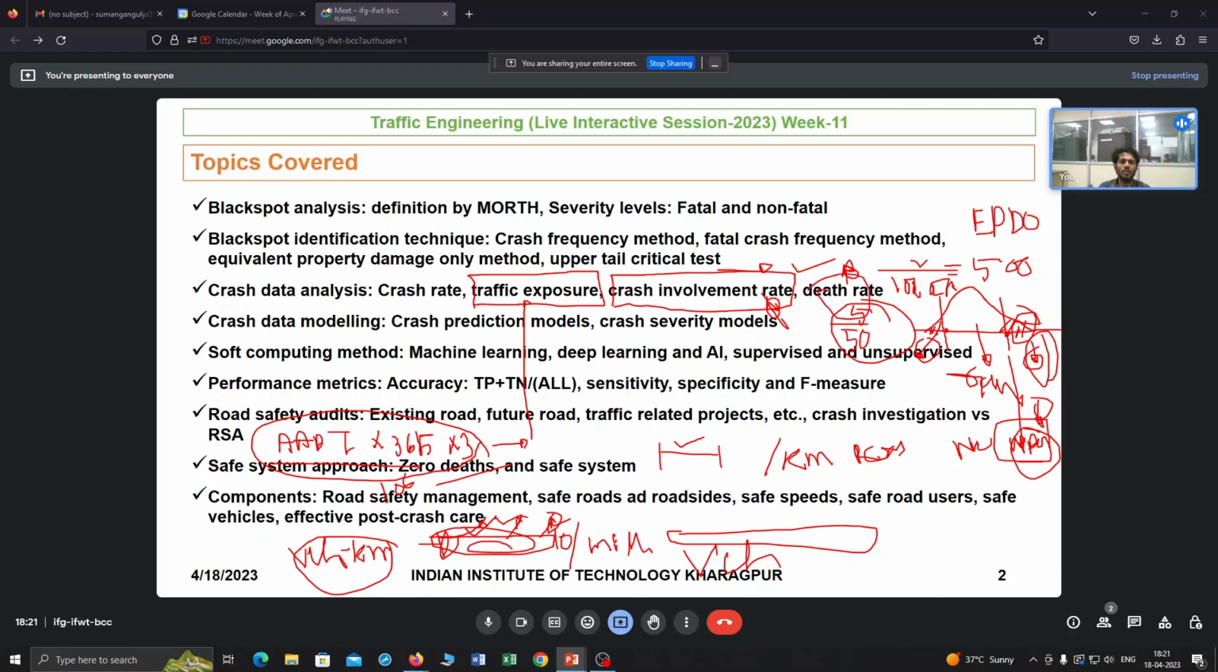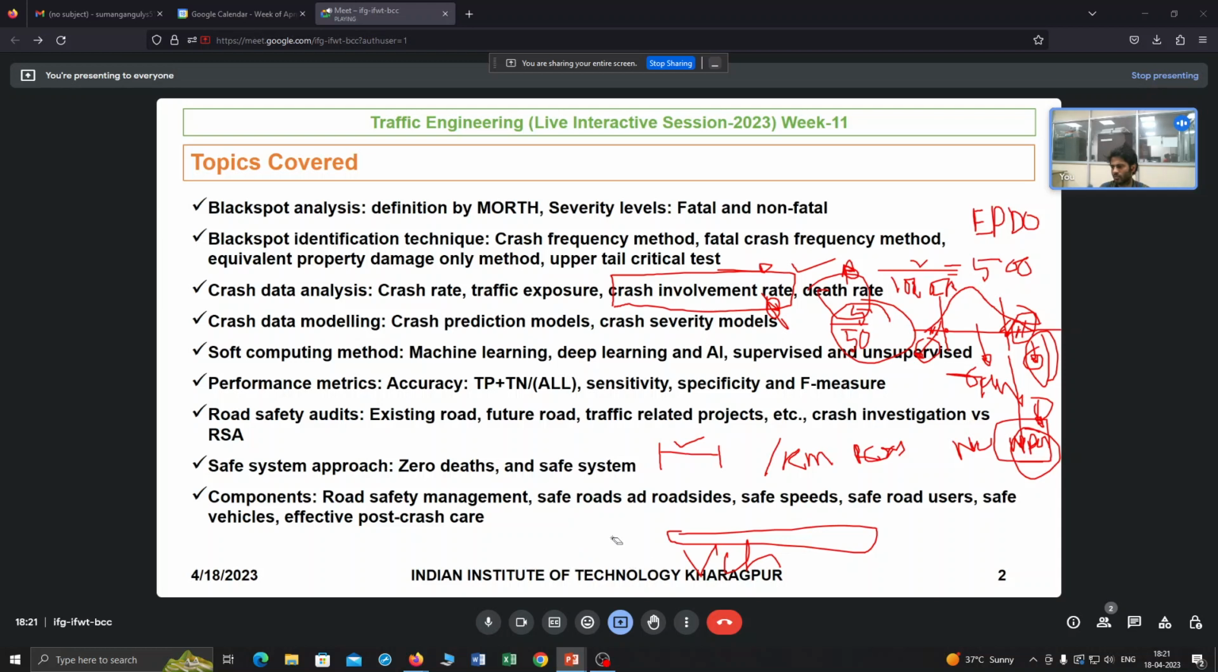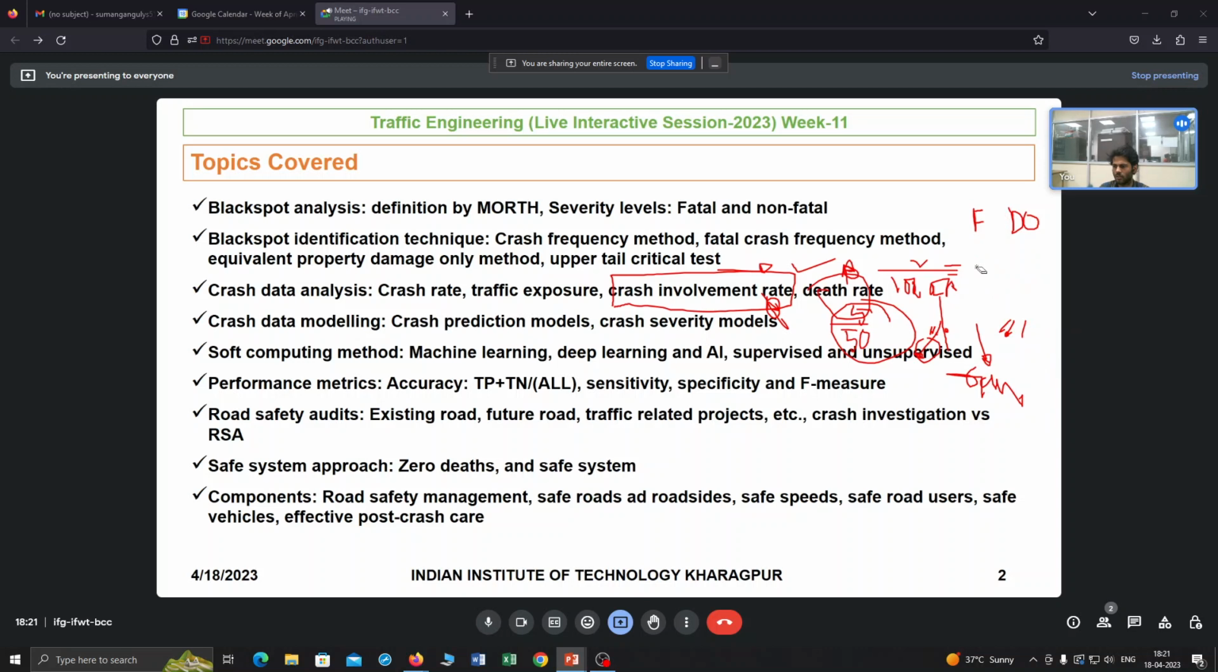So these are some of the terms that are frequently used here, and we will also solve some easy problems related to crash rate and traffic exposure, so that it will be more clear to you at that time. These are not difficult things; they are mostly straightforward, and they are actually given in the PPT as well.